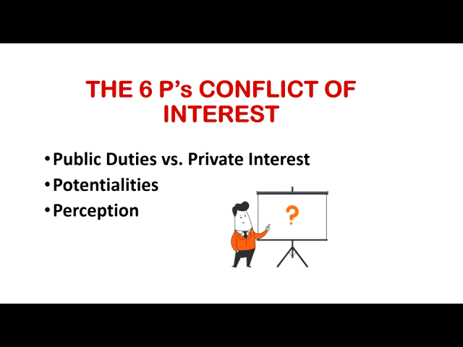For public duties versus private interests, you should consider this. Do I or the research sponsor have personal or financial interests that may conflict or be perceived to conflict with the interests and welfare of the general public? Next is potentialities. Could there be financial or other intellectual benefits for me, my organization, or research sponsor that could cast doubts on my research and data?